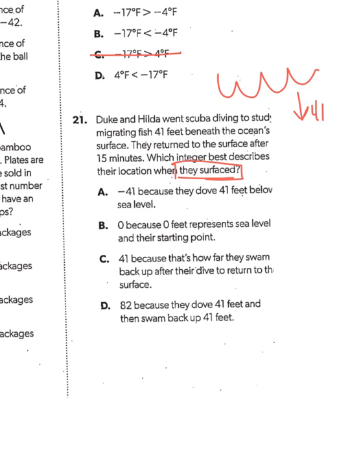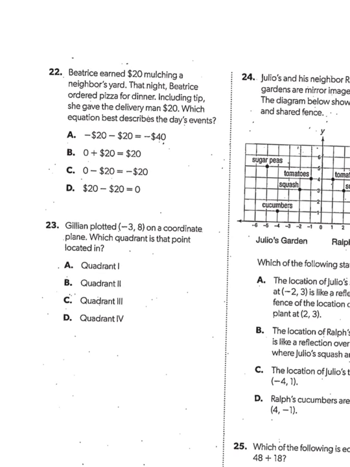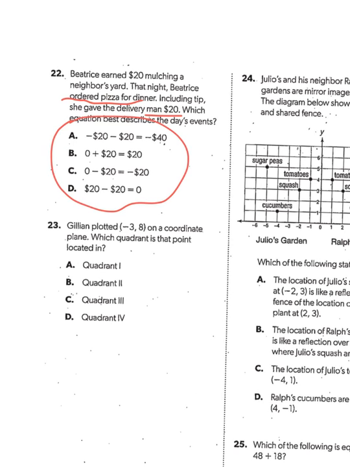Let me keep going. Alright, number 22 says Beatrice earned $20 mulching a neighbor's yard. I'm not sure what mulching means, but she earned $20, okay? And then she ends up ordering pizza for dinner. And including the tip, she gave the delivery man, surprise, surprise, $20. So which equation best describes the day's events? So which one of these talks about her earning $20 and then spending $20 and how much money she has at the end?